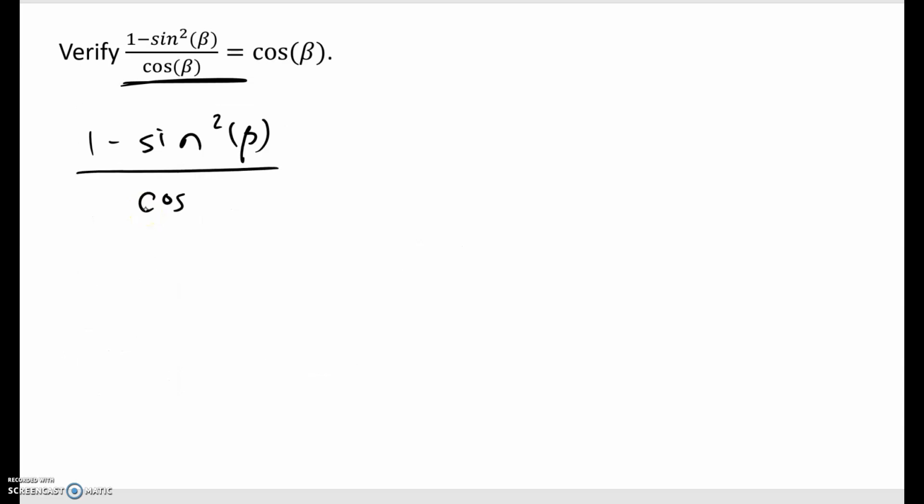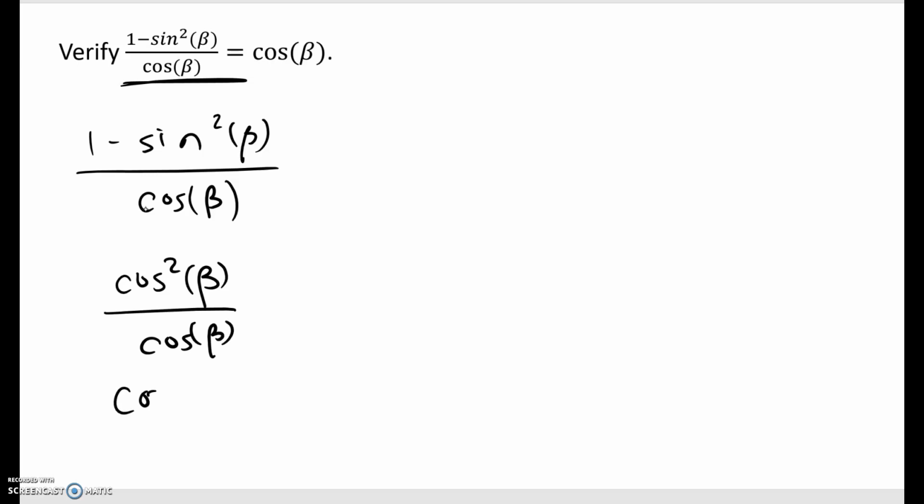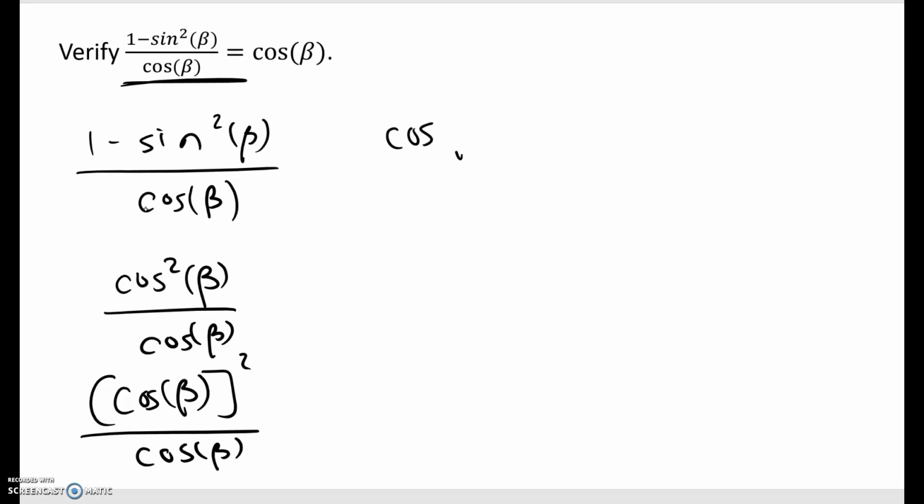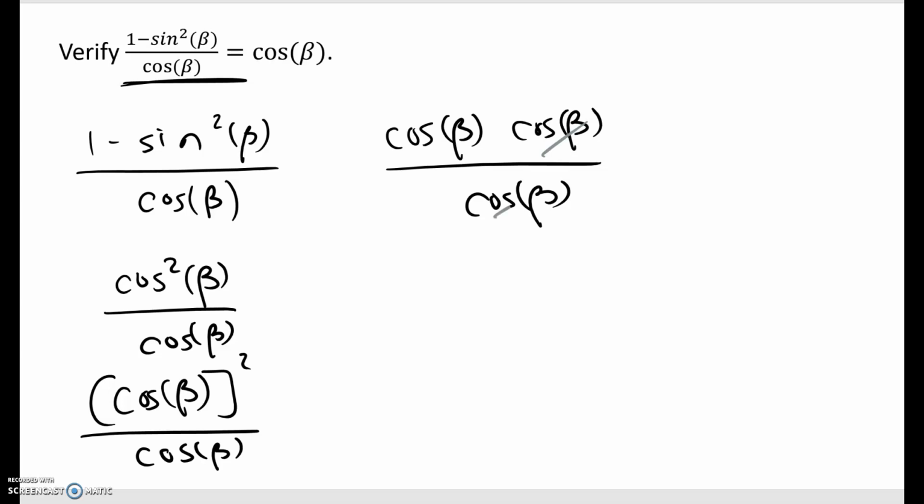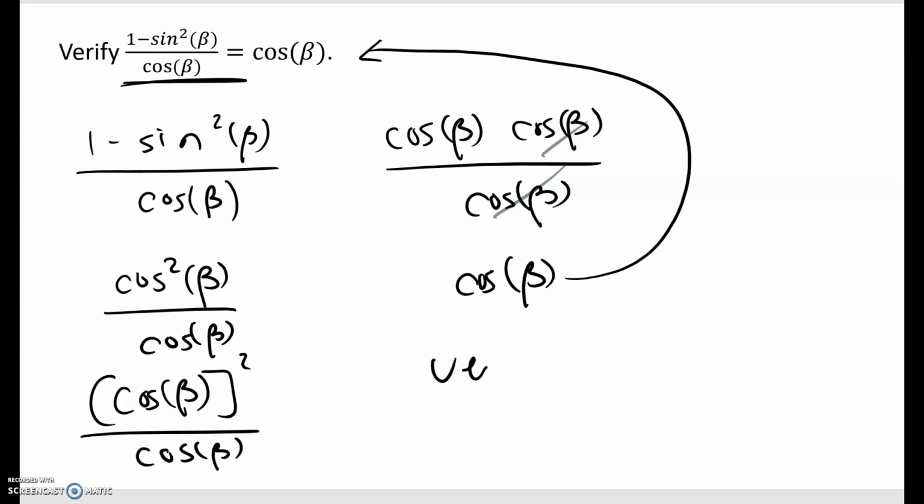Okay, so go ahead and put this over cosine of beta. So top part is cosine squared of beta, bottom is cosine of beta. Now this 2 is just notation. You could write this as cosine beta, the entire thing squared, over cosine beta, which then you could write as cosine beta times cosine beta over cosine beta. So I can cancel cosine beta out, and I'm left with cosine beta, which is the other side of the equation. So this is also verified.